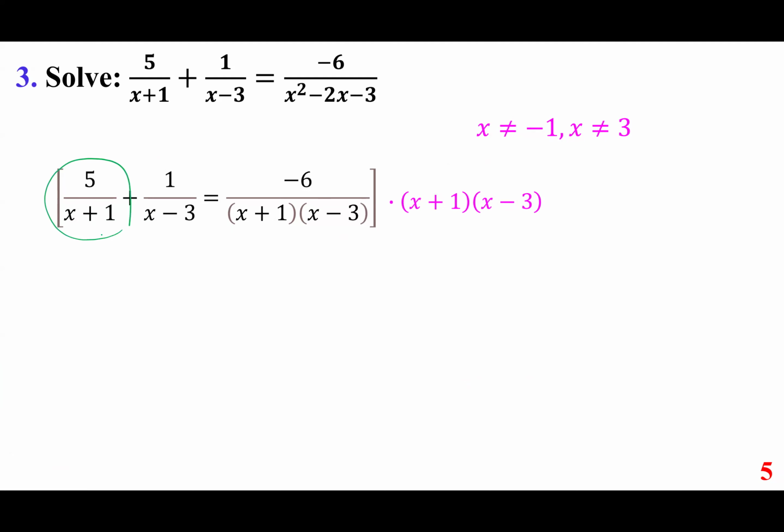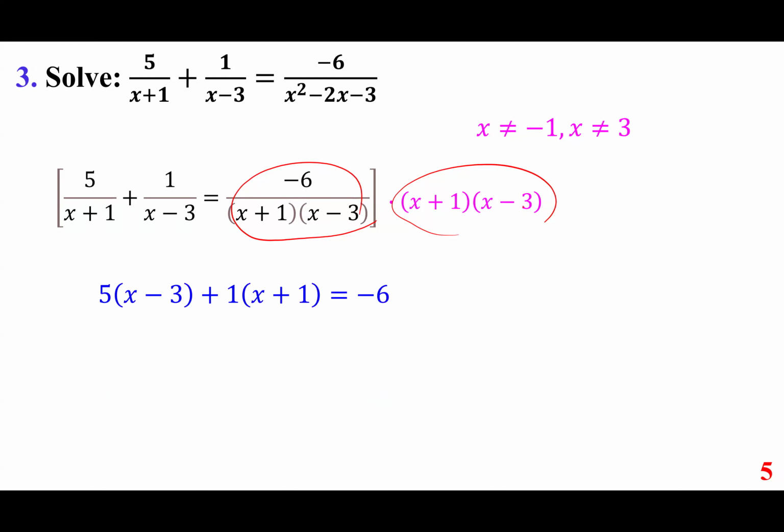For this case, x plus 1 drops, and you get 5 times x minus 3. For this case, x minus 3 drops, and you get plus 1 times x plus 1. And for the right side, everything drops, you get negative 6.